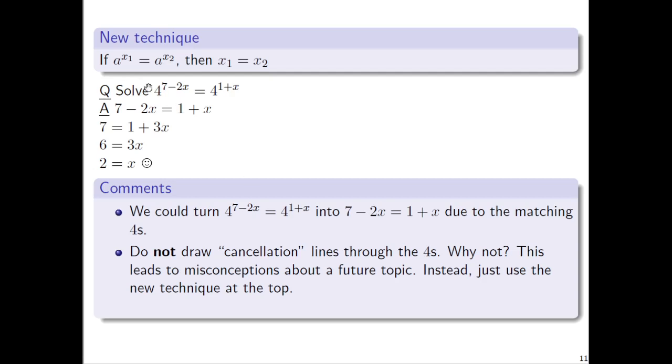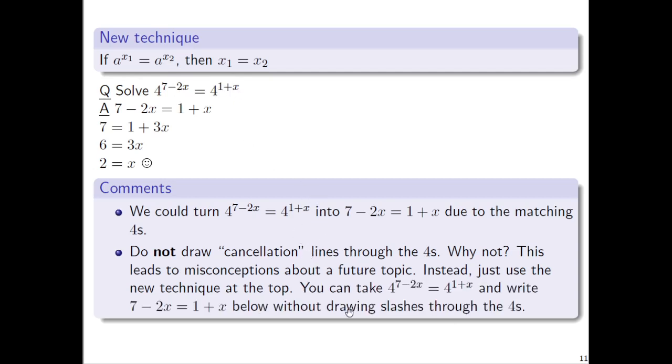So really, what's going on is we're just using this new tool up here. The tool says if the bases are equal, you may set the exponents equal. That's all we're doing. So we set 7 minus 2x equal to 1 plus x. You can take the given equation and write as your first line of the answer 7 minus 2x equals 1 plus x without drawing any slashes through the 4's. Just really try it. Literally write this, no slashes. Build a good habit now. There's something related to a misconception, a mistake that happens later, that I'm not going to dig into right now.